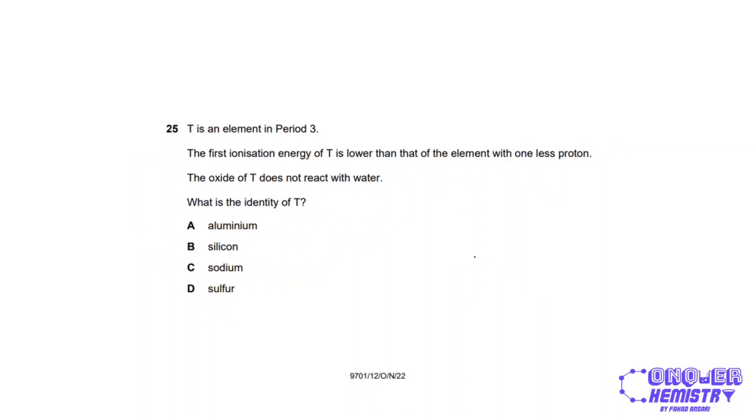All right, so T is an element in period 3. The first ionization energy of T is lower than that of the element with 1 less proton. And the oxide of T does not react with water. What is the identity of T? What element is T? All right, so over here, we can identify 2 elements in period 3, which have a first ionization energy that is less than the element before. All right. And I will just summarize this by looking at those 2 elements.